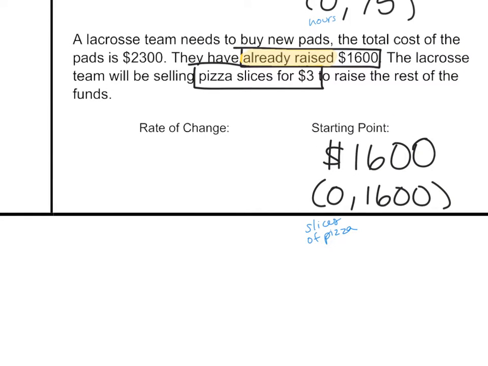For the rate of change, we know that pizza slices is going to happen more than once. It's going to happen hopefully lots of times because they've got a lot of money to raise. And so the pizza slices would probably be my key here, because I know it's happening over and over. We're adding $3 to how much we have. So my rate of change is $3 per slice.